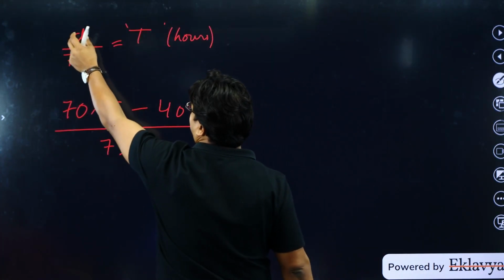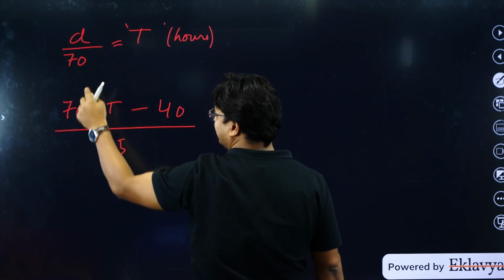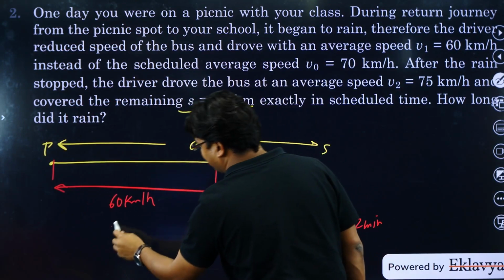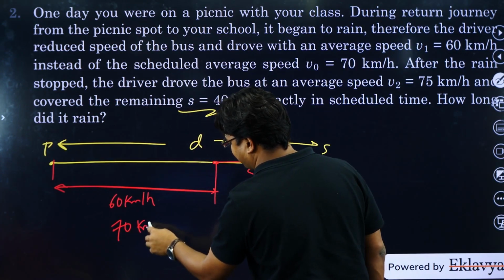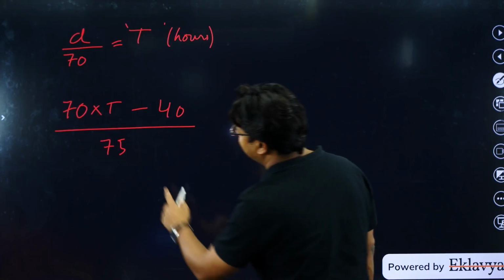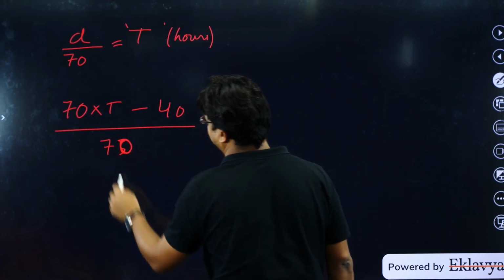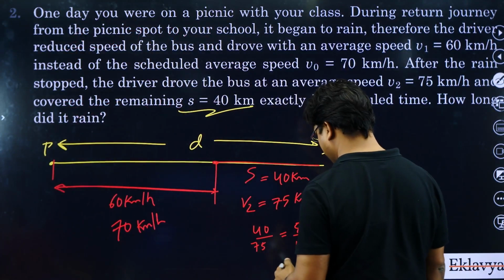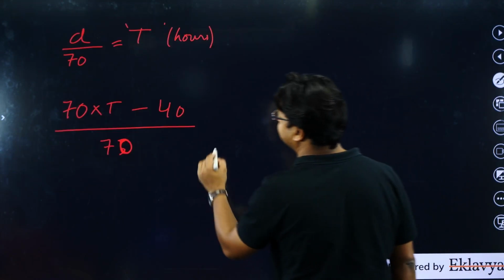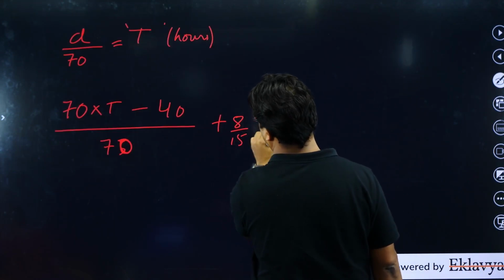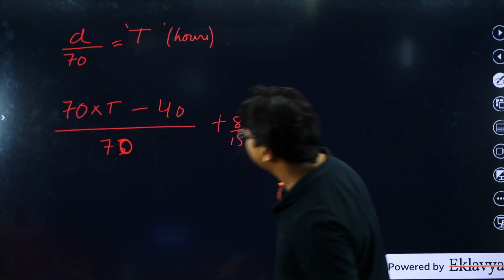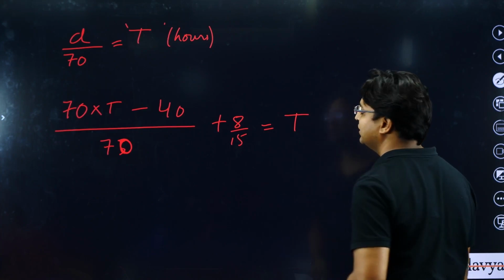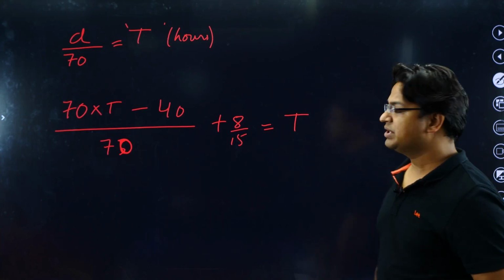Okay, the total distance will be written as t into 70. So total distance minus s gives me this distance, divided by the speed with which this distance was covered. The speed was 70 actually, not 75. So that gives us the time to cover this distance, plus this much hour is, okay, what is this? This is t, the total time, because ultimately the total time of the journey remains the same.